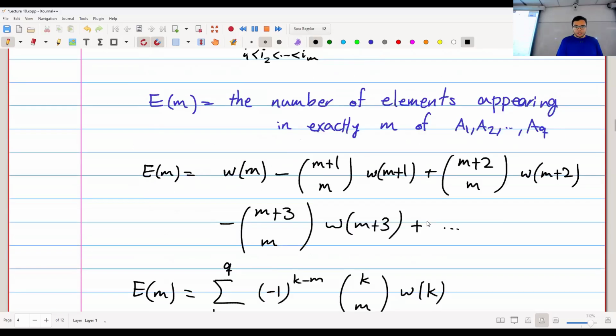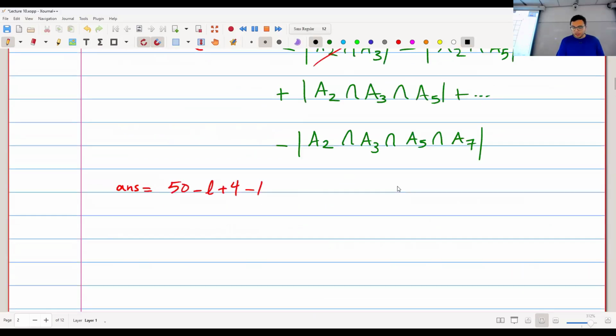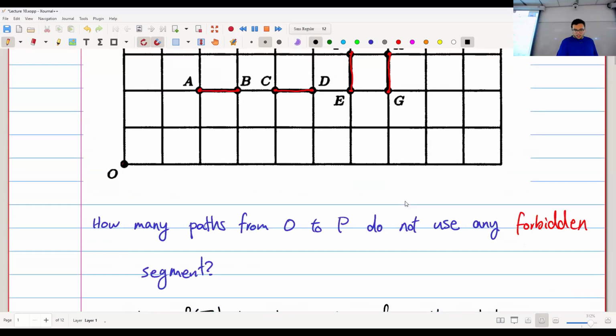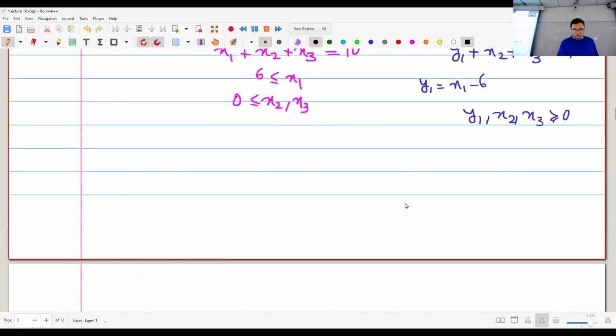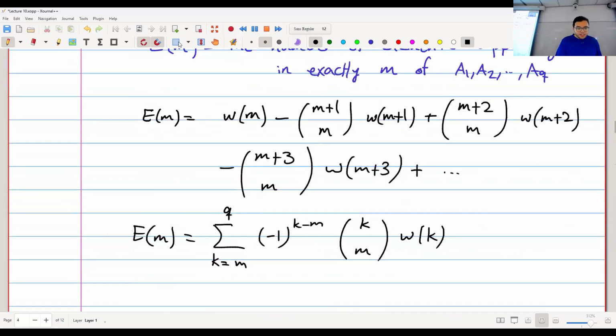Now, what does this mean for this problem? So let's say that I want to find the number of ways that go through exactly 3 of the forbidden segments here. Okay. So how many paths from O to P go through exactly 3 of these? Okay. So coming back here, let me just copy my formula. Oops, too much. This is next session. Okay. Let me copy this formula.